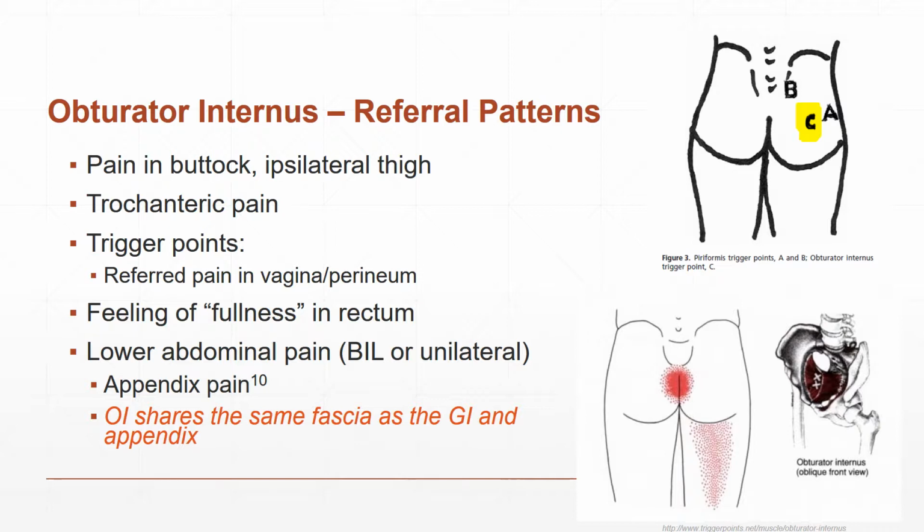And then you might also have lower quadrant abdominal pain, such as appendix pain in the right lower quadrant. We've also had patients that have been to the ER because they think that their appendix is hurting, or think that they have an ovarian cyst that's burst or something like that. But really, the obturator internus shares the same fascia as the gastrointestinal system, as well as the appendix and the other organs in the lower abdomen, and that's why sometimes you have referred pain to that area.